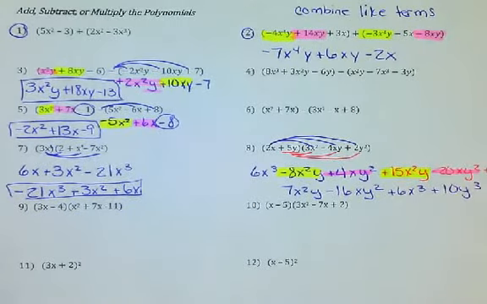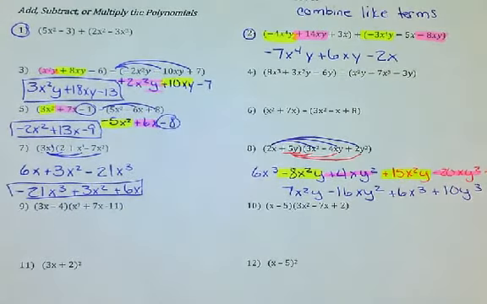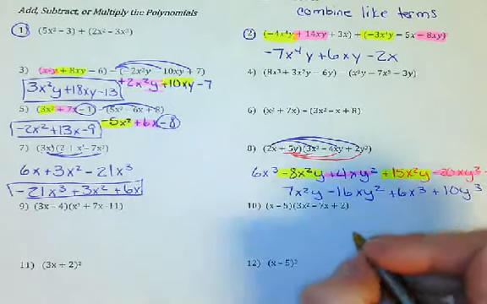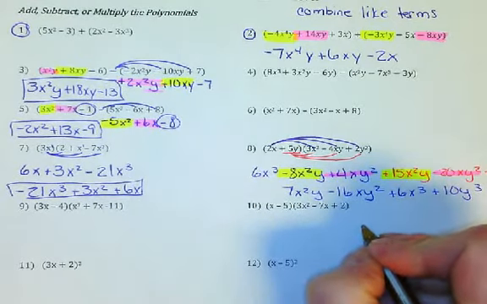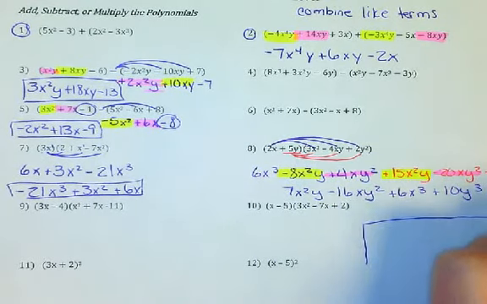Now, you could also do the box method on 9 and 10. I think I'll show you one of those. I'll do number 10. So on number 10 for the box, you set it up.